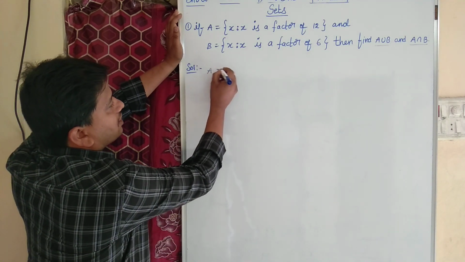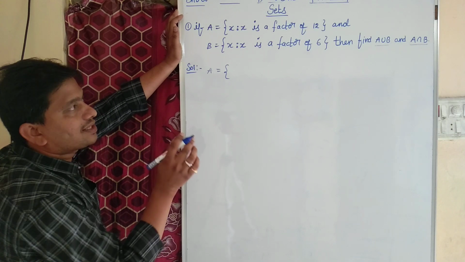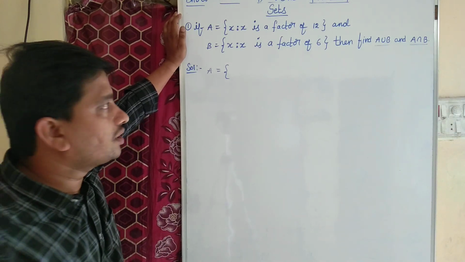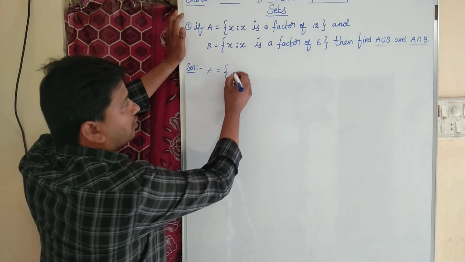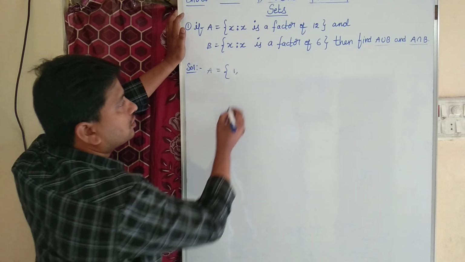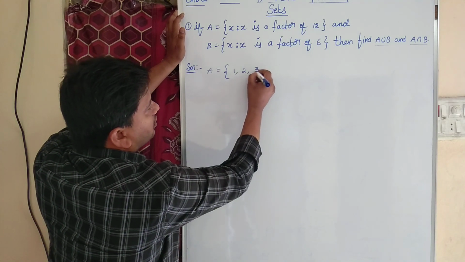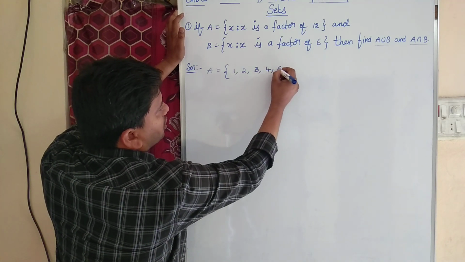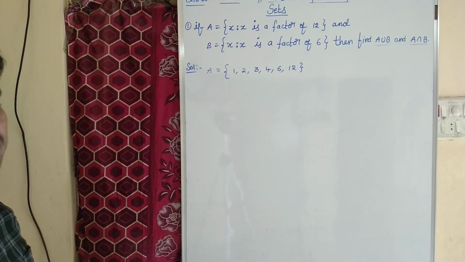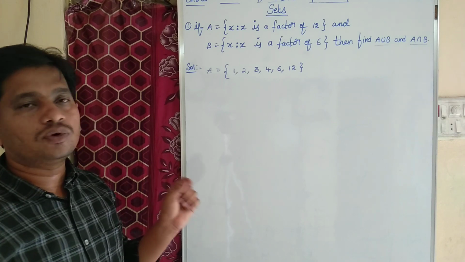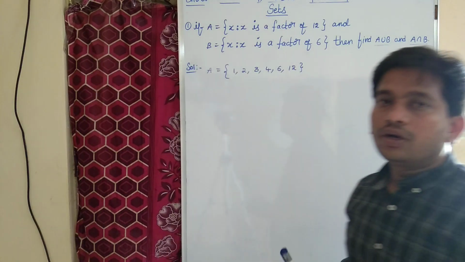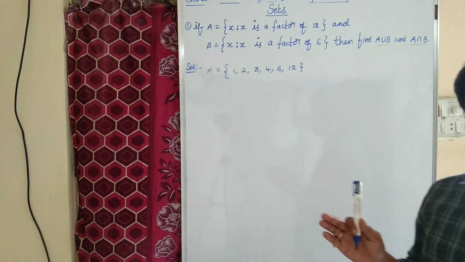Set A is x such that x is a factor of 12. What are the factors of 12? 1 is the factor of every number. 2 sixes are 12, 3 fours are 12, 6 twos are 12 and 12 ones are 12. So what are the elements in set A? That is 1, 2, 3, 4, 6, 12. Right? So children, if you understand the question properly, the solution is easy.